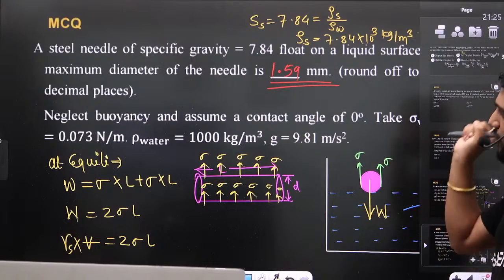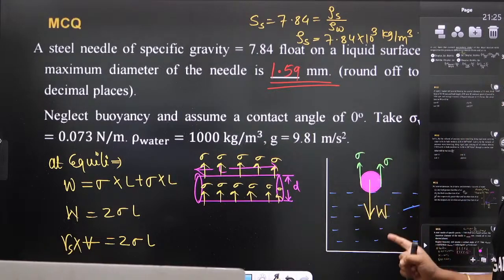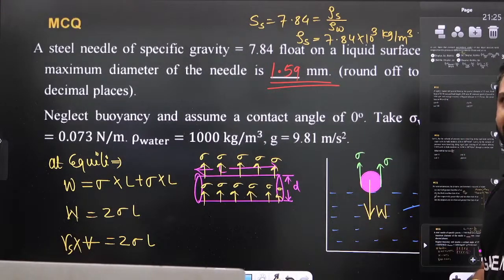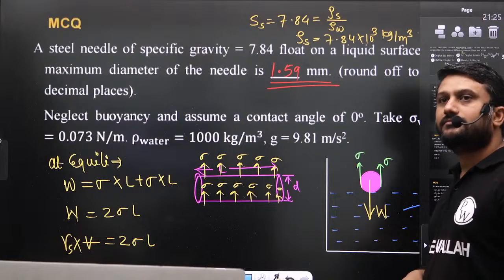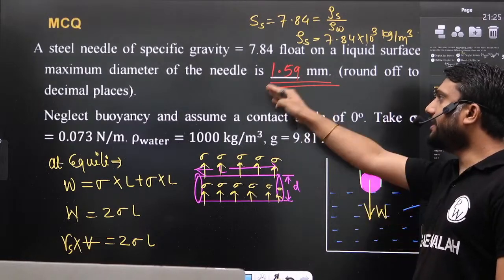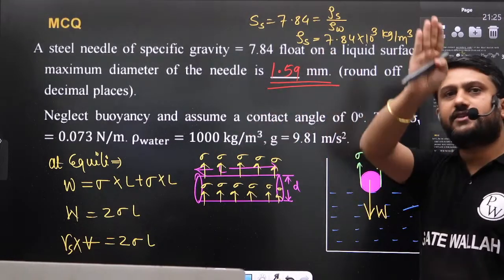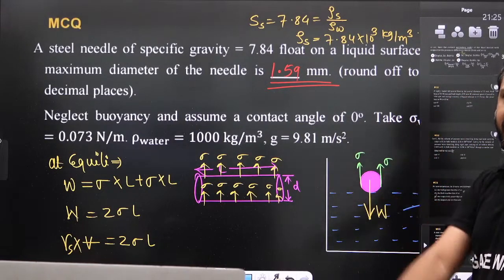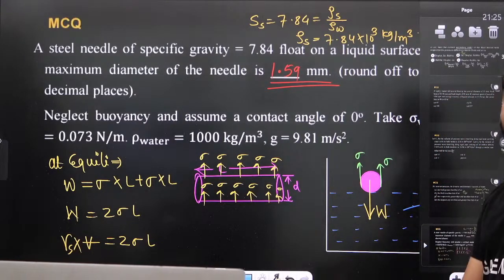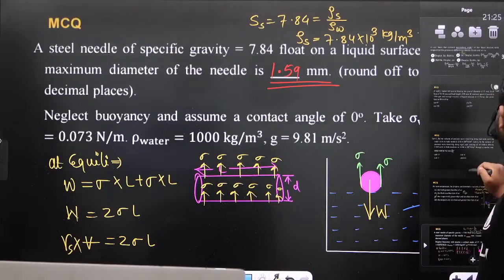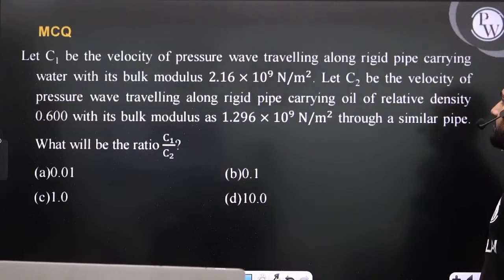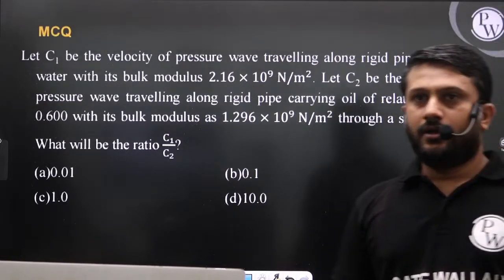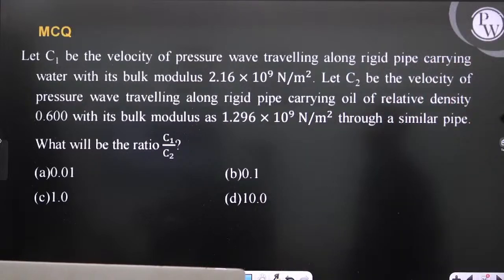Again, if you have any doubt related to this question, go to the surface tension lecture. I already discussed each and every point very clearly. Okay, now come to the next problem. It is an MCQ problem.